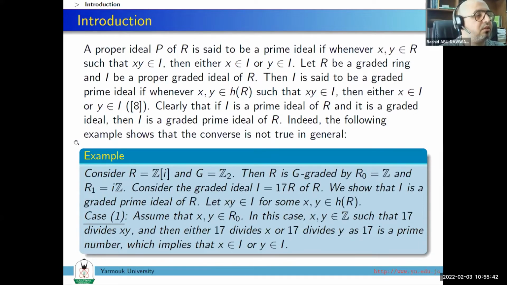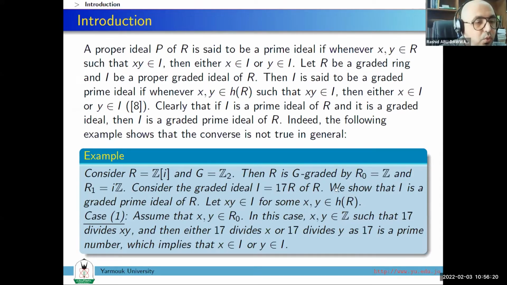So again, we take the Gaussian integers and make a graduation over Z2. We have R0 equal to the integers Z and R1 equal to iZ. We take the ideal generated by 17. Because 17 is a homogeneous element, since it belongs to R0, this ideal is graded. Every ideal generated by a homogeneous element will be graded by the previous lemma. So this I is a graded prime ideal. We show now that this I is a graded prime ideal.